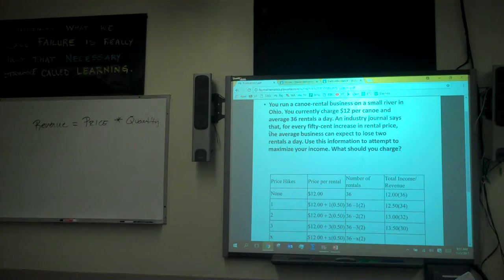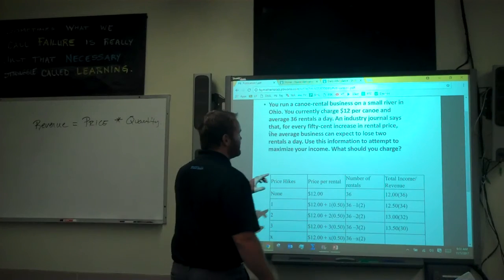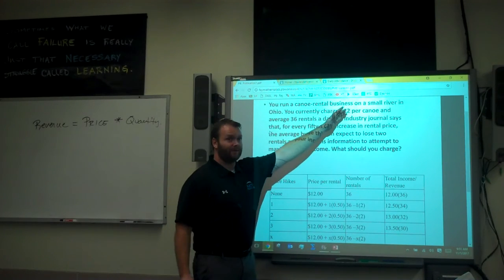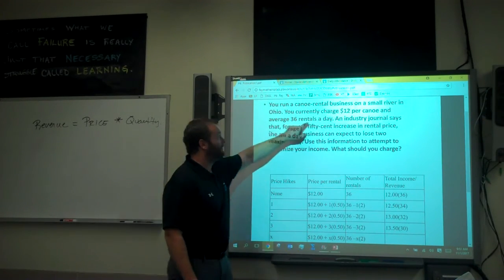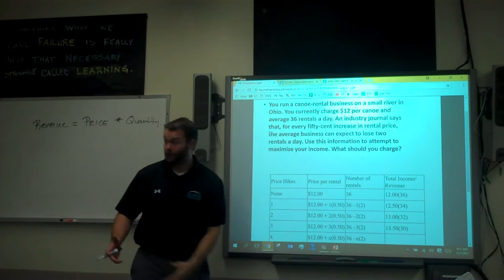Or maybe I charge the most amount and gain the least amount of customers, but it still provides me a maximum profit or maximum revenue. So this is saying we've maybe done a study, and it says for every 50-cent increase in rental price, I lose 2 customers. But per customer that's coming, I still gain 50 cents from them, right? So let's say I make one price increase. One price increase would be $12.50, right? I'm going to now have, instead of 36 rentals, 34 rentals, correct?